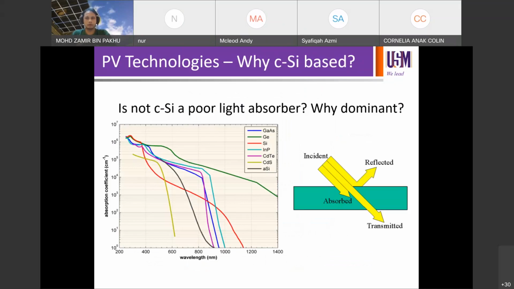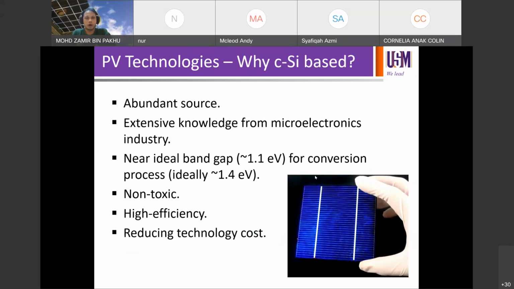Well, I talked to you last time about this. Crystalline silicon is a poor light absorber, right? So it has a high reflection level, which is about 40%, and it is also an indirect bandgap semiconductor. So it has a poor light absorption. So how come it is so dominant? So why crystalline base then? Why so dominant?